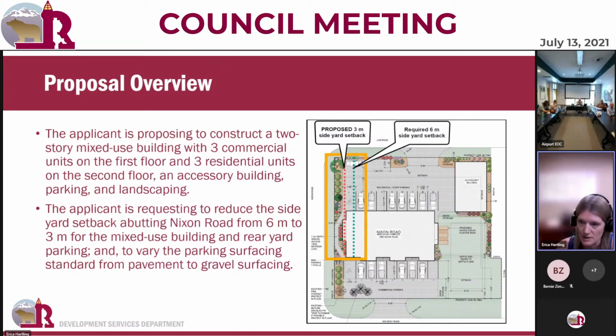So the applicant is requesting to reduce the side yard setback abutting Nixon Road from 6 meters to 3 meters. You can see here on the screen, in the image beside you, this is a request for the mixed-use building and also for the rear yard parking that's within the side yard setback. Any parking within the required rear yard can be there, but needs to meet the side setback. So the proposed 3-meter setback is what the applicant has outlined here, and you can see what the 6-meter setback is that they're varying. So those are the proposed variances of the side setback, and then they're also proposing to vary the parking surfacing standard to allow for gravel surfacing.